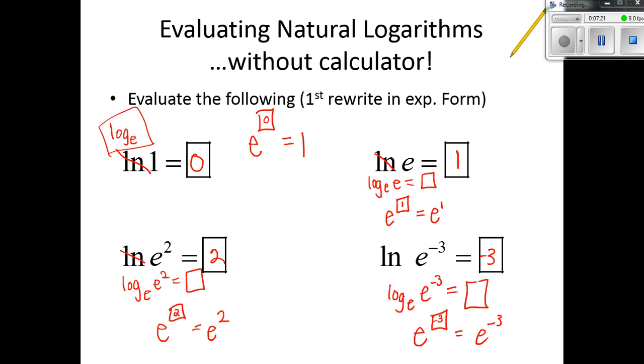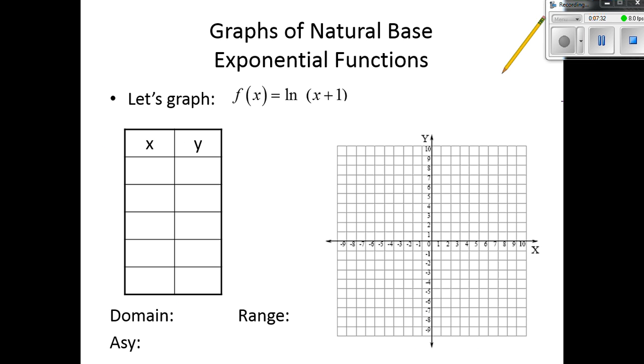All right, what else can we do with logs besides rewrite them back and forth from exponential form back to log form? We can also graph them. So if we can graph common logs and logs with different bases, then I think we should probably be able to graph a natural log. So remember, f of x means y, and remember I always bring that over to this side. The other thing you should know is that ln means log base e.